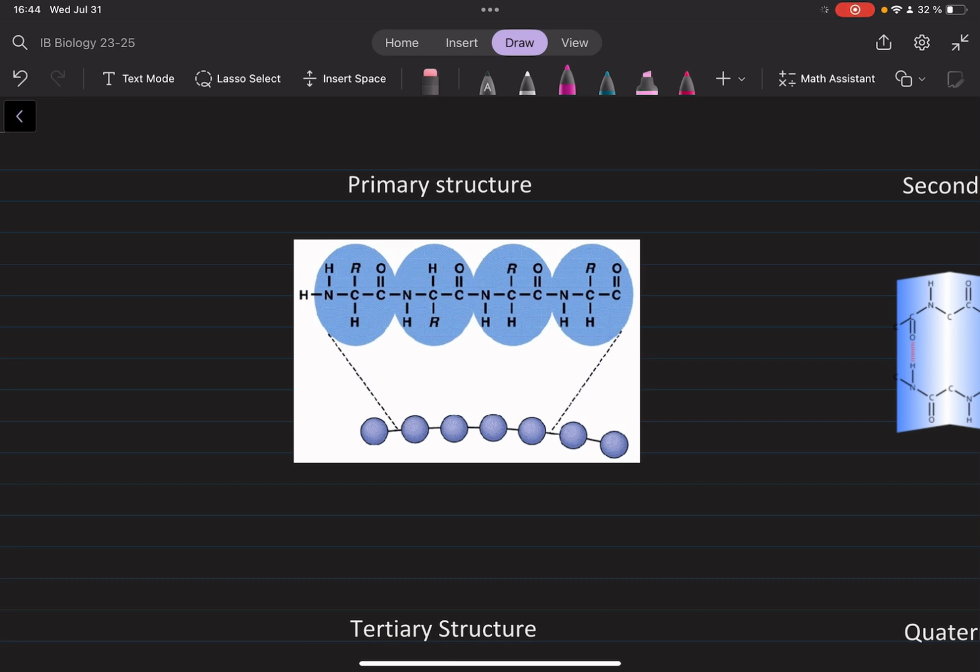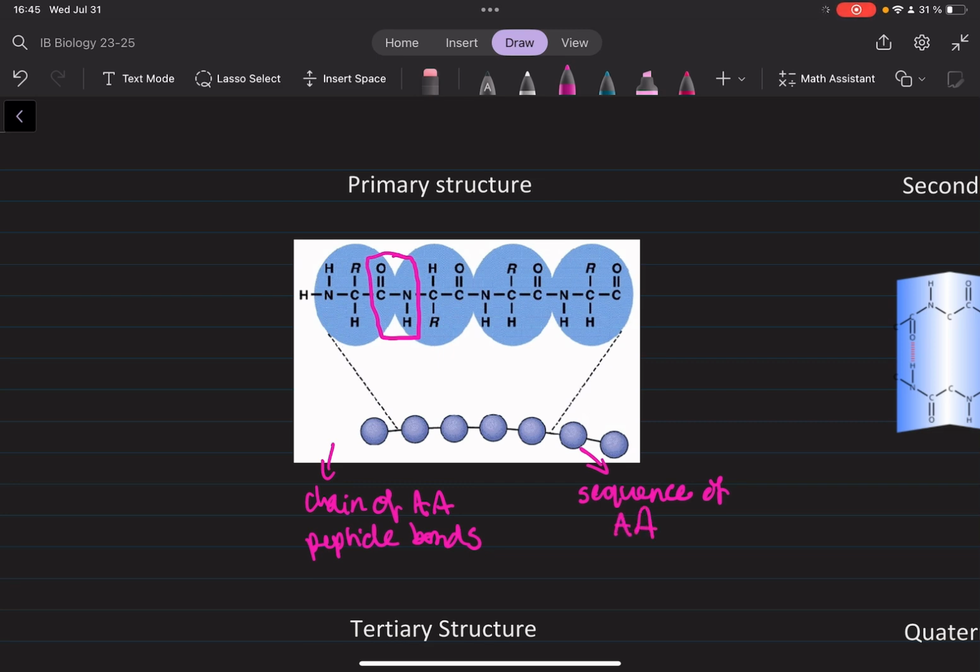Essentially, the primary structure is the first structure, and it's just a chain of amino acids held together through peptide bonds. As we know from standard level, a chain of amino acids has peptide bonds. And this is the first structure, but it's probably the most important in determining the outcome of that protein, because it determines the sequence of amino acids.